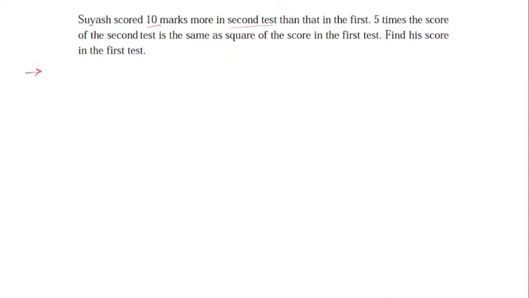To find the answer to this question, we have to find the score in the first test. So let us consider he scored X marks in the first test, because as we have to make a quadratic equation, firstly we must have the variable. So let that variable be X. That means let Suyash score X marks in the first test. So this is the first variable.